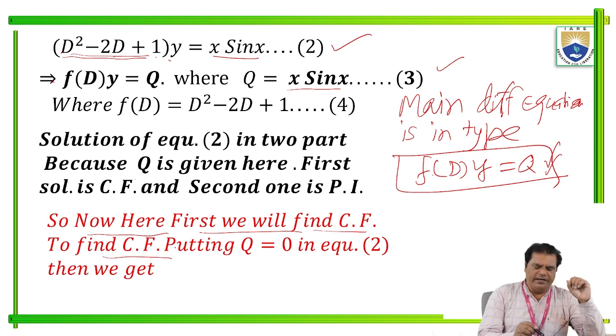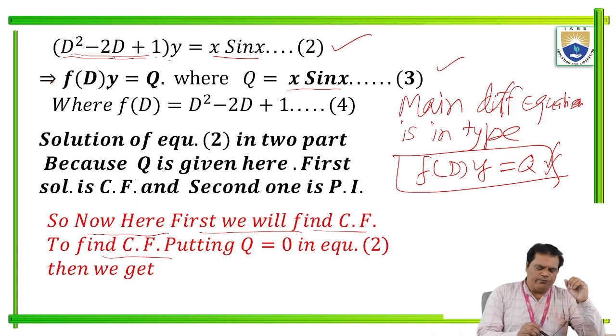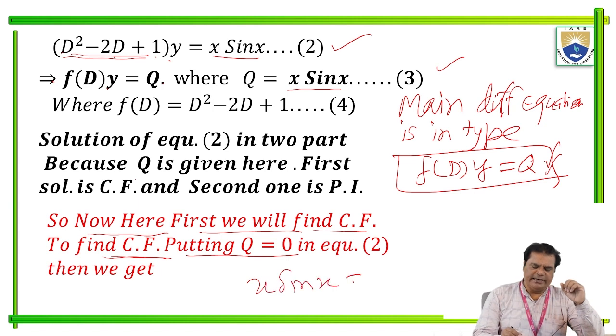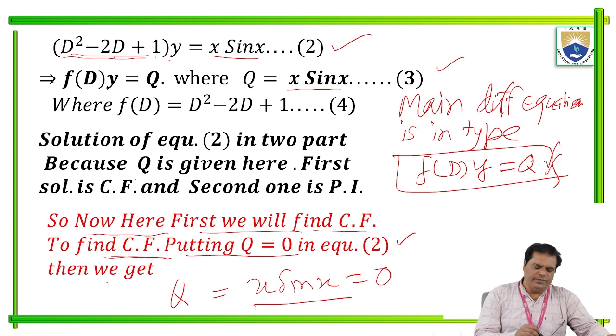To find the complementary function, put Q equal to 0. Here Q is x sin x, so we take x sin x as 0, which means the right hand side is 0 in equation 2. Then we get the following.